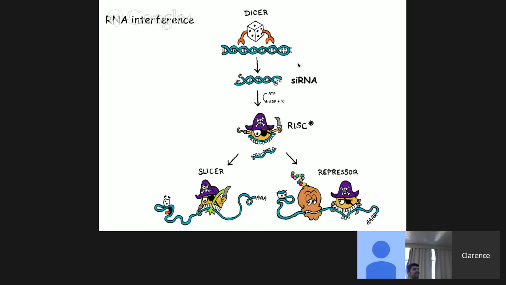But actually, RNA has a lot of other functions in the cell to regulate and orchestrate the whole machinery. Here is one example, RNA interference, where one RNA that's expressed in the cell gets chopped up by a protein called Dicer. Then you have a small RNA called an sRNA that enters into a complex called RISC, here in the shape of a pirate, that either slices an RNA into pieces or stops the ribosome from translating the message.